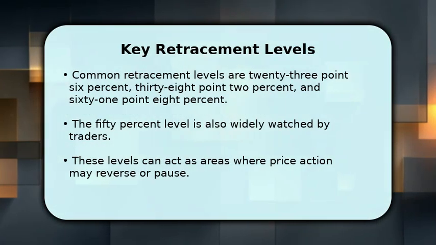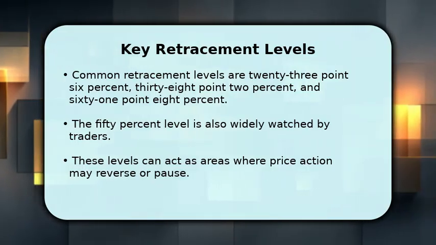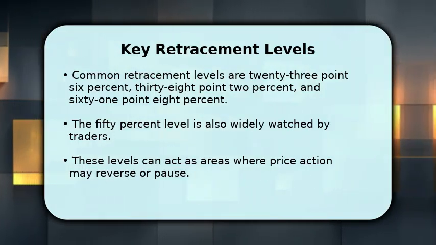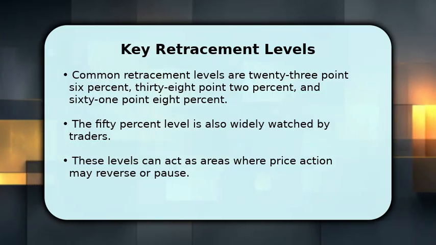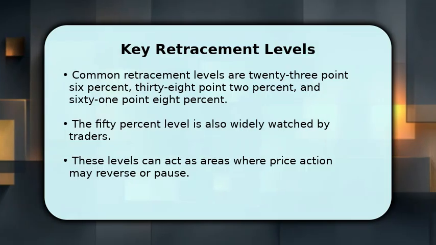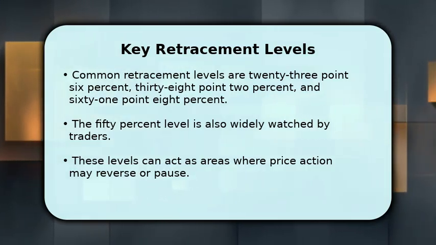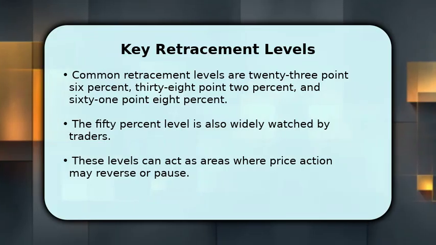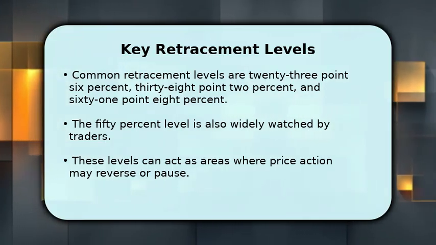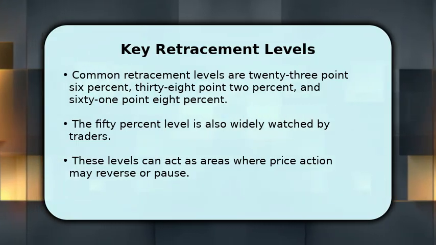The most commonly used Fibonacci retracement levels are 23.6%, 38.2%, 50%, and 61.8%. These percentages are derived from mathematical relationships within the Fibonacci sequence. Traders observe these specific levels as potential areas where a price pullback might end, offering opportunities for strategic entry or exit points in a trending market.